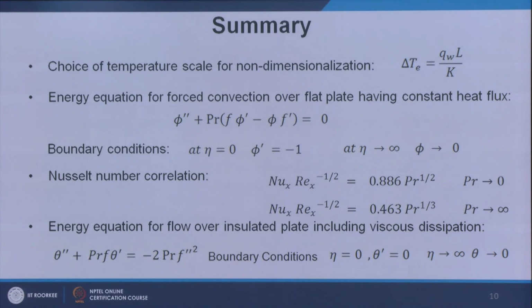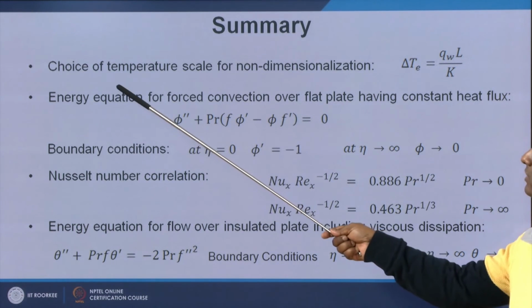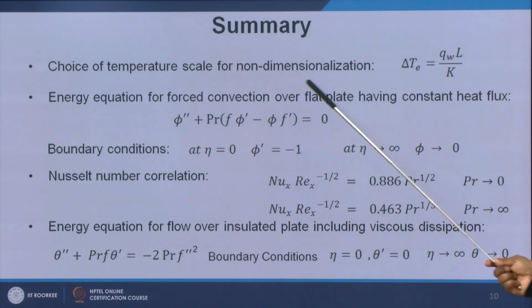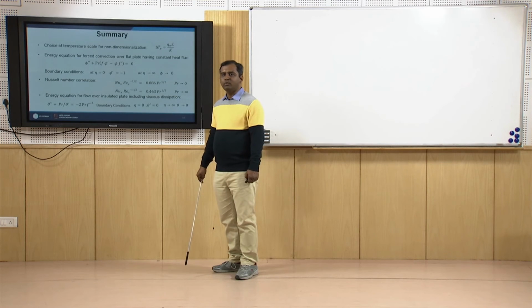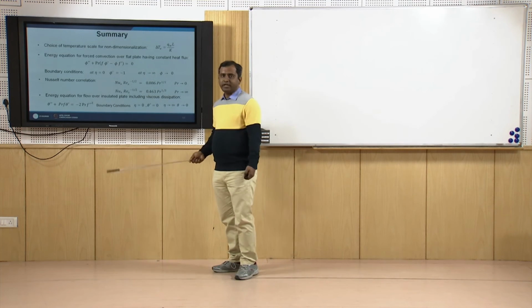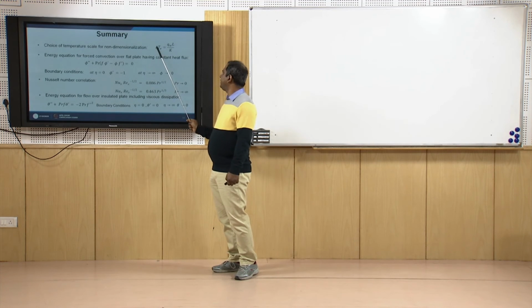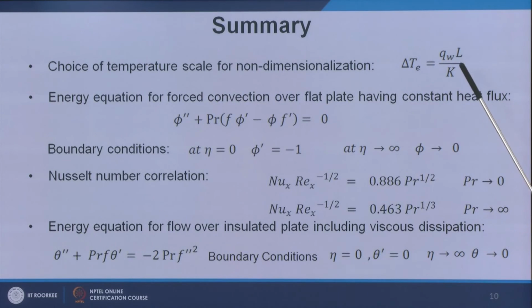Let me summarize what we have learnt in this lecture. First we have seen what is the choice of our temperature scale for non-dimensionalization of temperature. Unlike the previous one where we have seen the constant wall temperature case, the scale was TW minus T infinity. Here we cannot take that one, so we have chosen an intelligent temperature scale like QWL by K, where K is the thermal conductivity, QW is the constant wall heat flux.